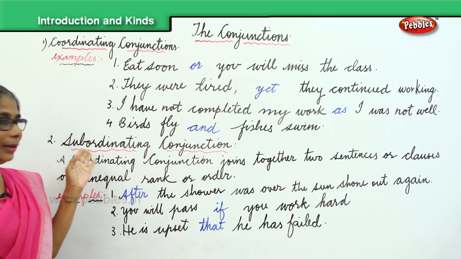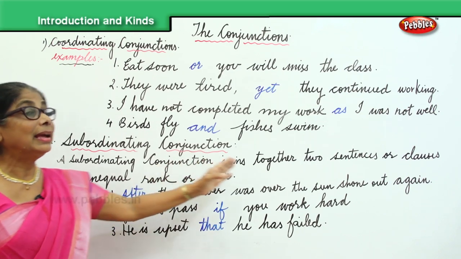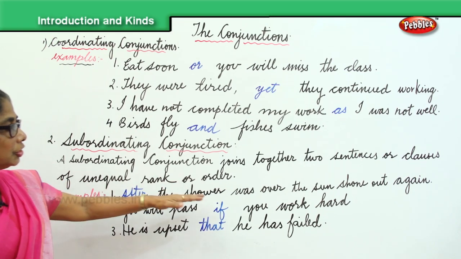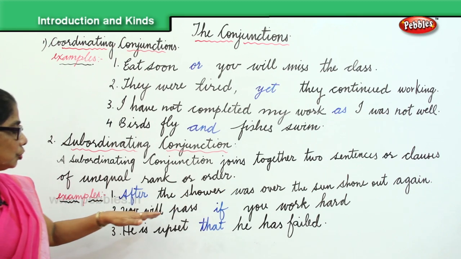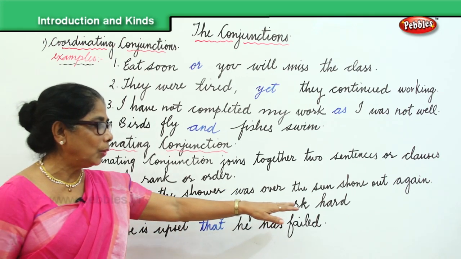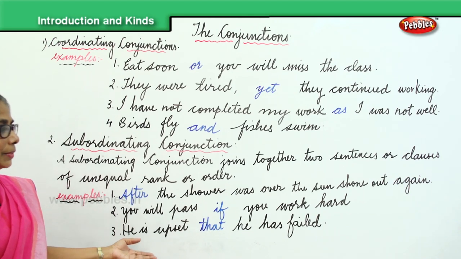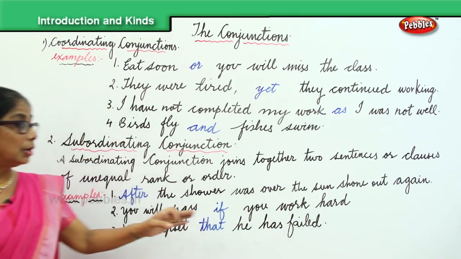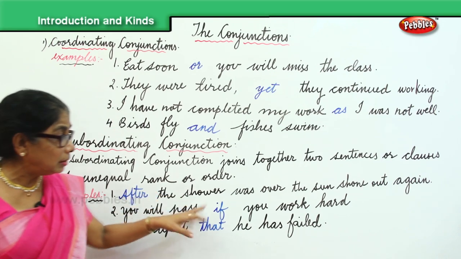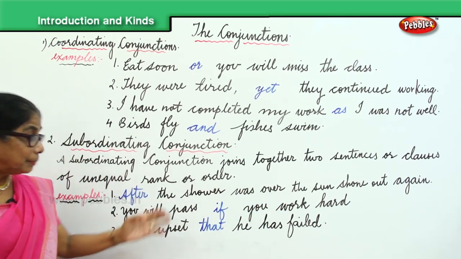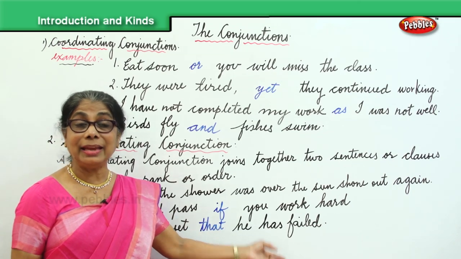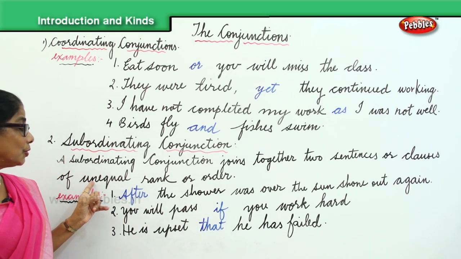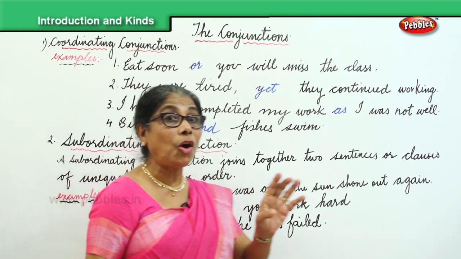Now, in the second kind we have subordinating conjunctions, where it joins two sentences or clauses of unequal order. You are talking about the shower, you are talking about the sun. You are talking about passing, you are talking about working hard. You talk about one person being upset, also failed. After the shower was over, the sun shone out again. You will pass if you work hard. He is upset that he has failed. Okay? So, a subordinating conjunction joins together two sentences or clauses of unequal rank or order.